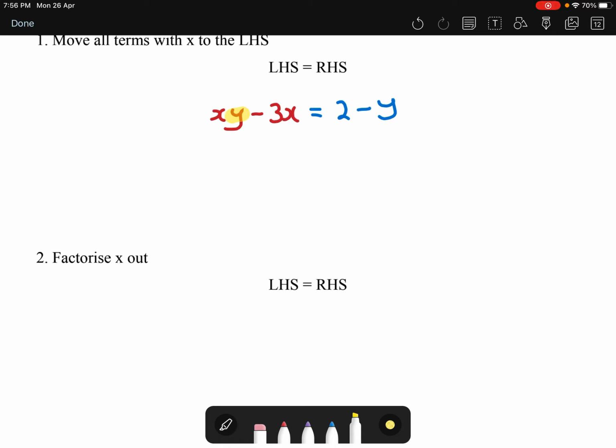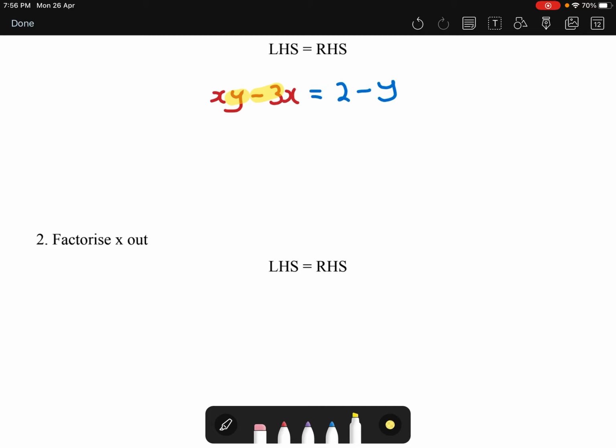So how should I get rid of this y? And how should I get rid of this so-called minus 3? We need to factorize. Take out the common term between your xy and minus 3x. So you factorize out x. For your xy, I put it as the first term, your minus 3x, I put it as the second term. When I take out x from the xy, what is left is only y. When I take out x from the second term, which is minus 3x, what is left is only minus 3.